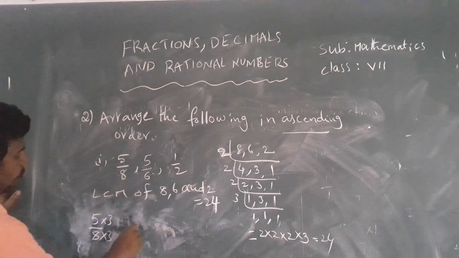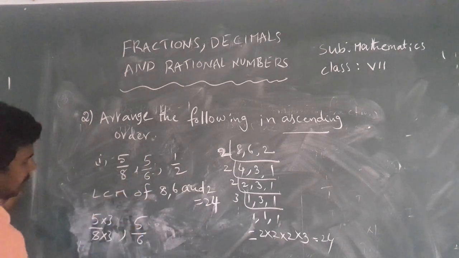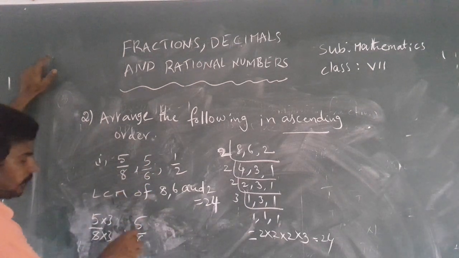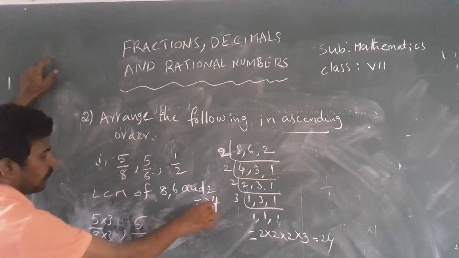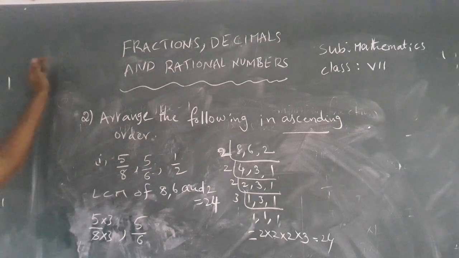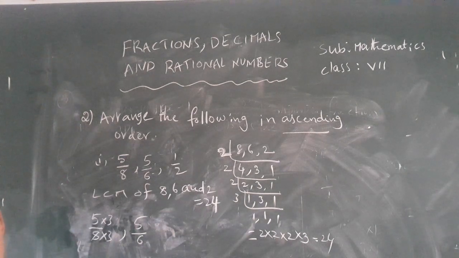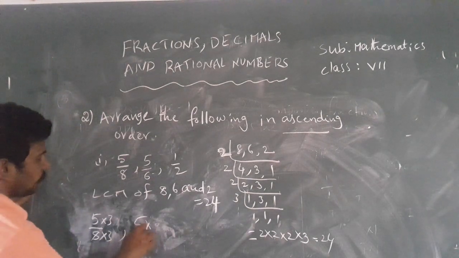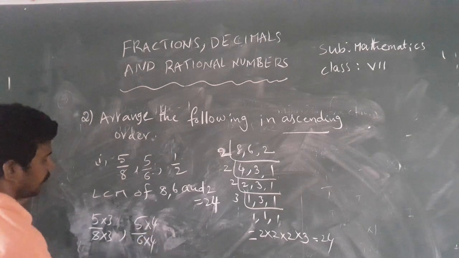Next, bring down the second fraction. What is it? 5 by 6. This 6 is the denominator. So 6 in 24, 4 times. 6 1s are 6, 6 2s are 12, 6 3s are 18, 6 4s are how much, children? 24. So here 4, here also 4.